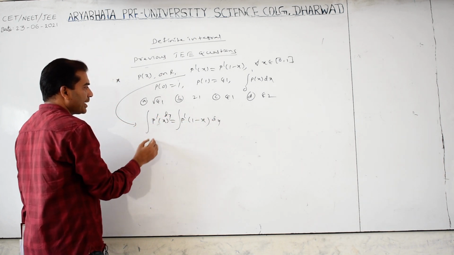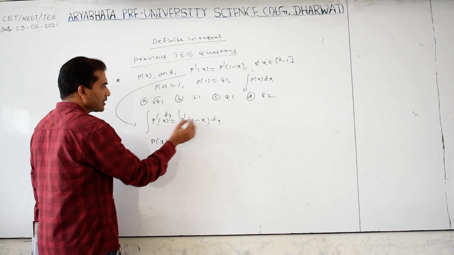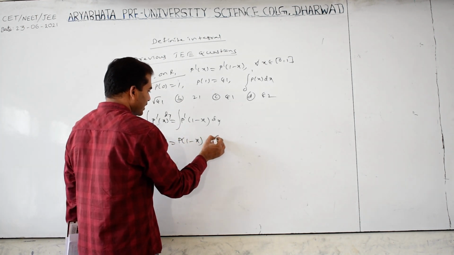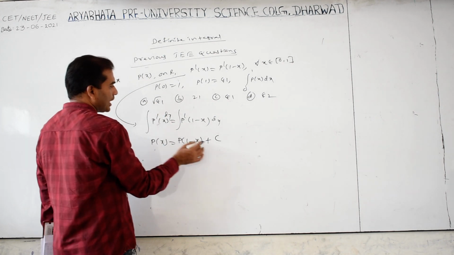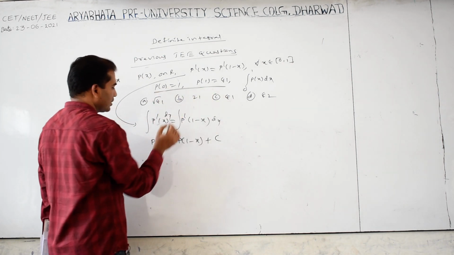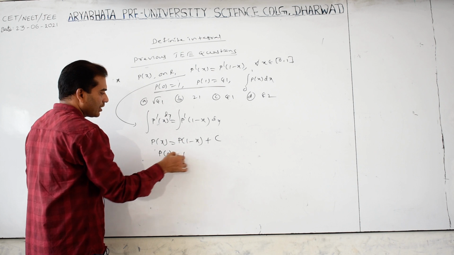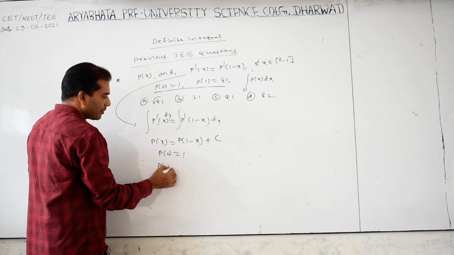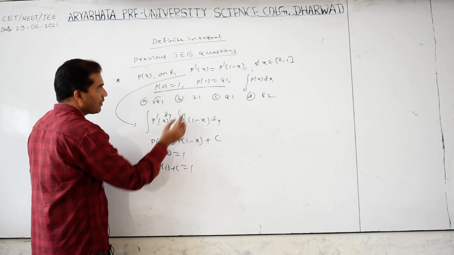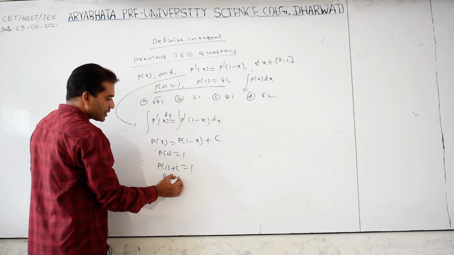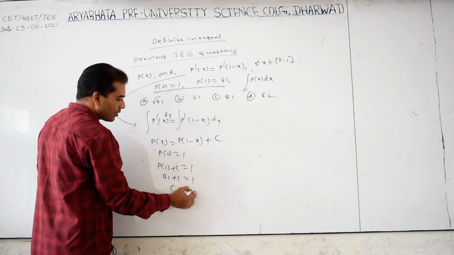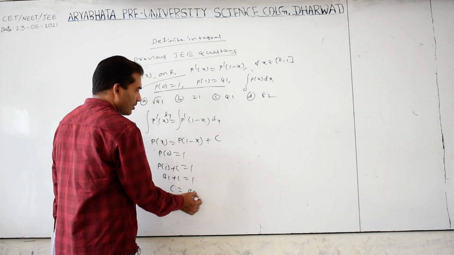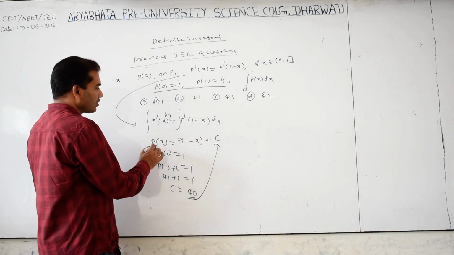Then the integration of p dash of x dx is p of x. This is p of 1 minus x, plus c. To get the constant, they have given these two values. P of 0 is 1. Put x equal to 0 here: p of 1 minus 0 plus c equal to 1. P of 1 is 41, so 41 plus c is equal to 1. So, c is equal to 40. Substitute 40 here, and you will get it.